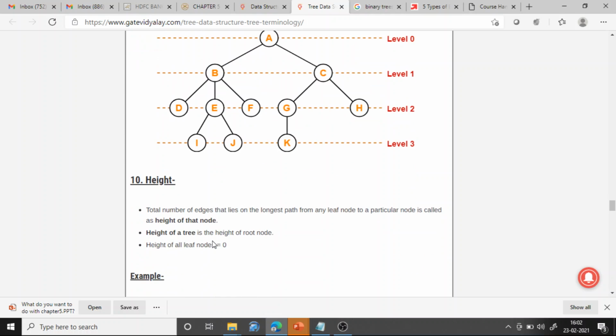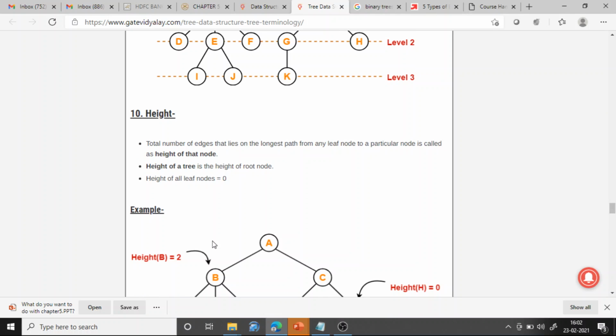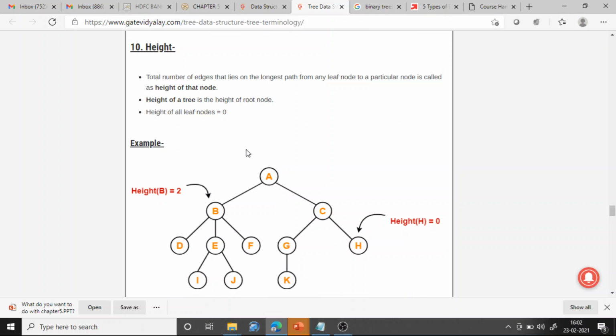What is the height? The total number of edges that lie on the longest path from any leaf node to a particular node is called the height of that node.